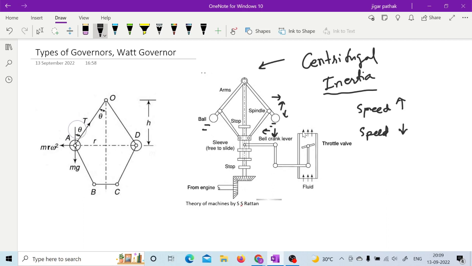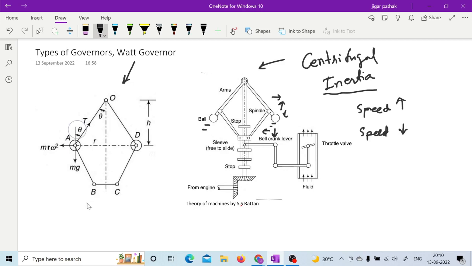Sir, is the left hand side figure for the inertia governor? No. The left side figure is for the Watt governor only, right? So in this Watt governor, as you can see, these two flyballs are there, right? And this is the height of the governor. H is termed as the height of the governor, and this R is the radius at which these flyballs are, right? And this T will be the tension in that particular link, right?